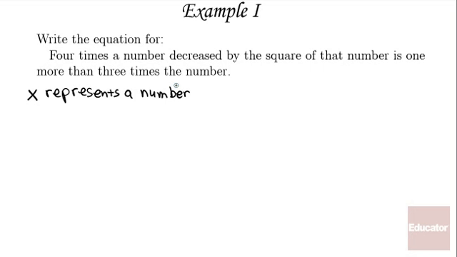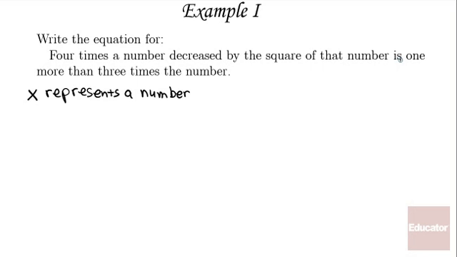The second thing I'm going to do is figure out where the equal sign goes so I can see what the two sides of the equation are. 4 times the number decreased by the square of that number is 1 more than 3 times the number. So it's saying that this first phrase is, or is equal to, the second phrase. So is tells me that's where the equal sign goes.